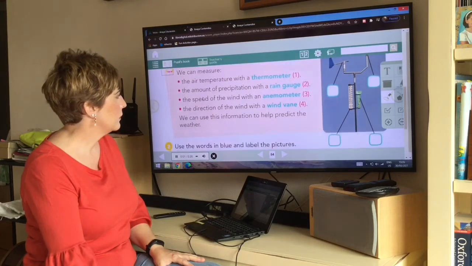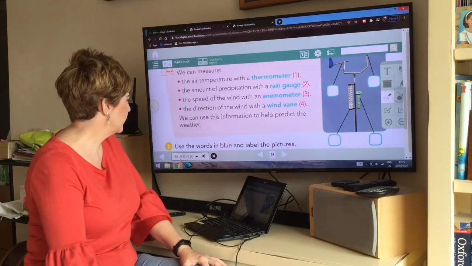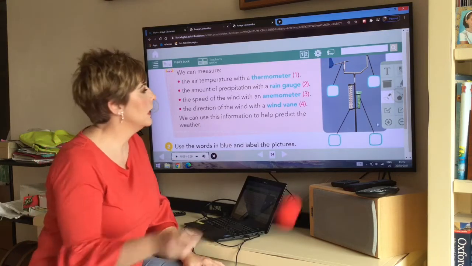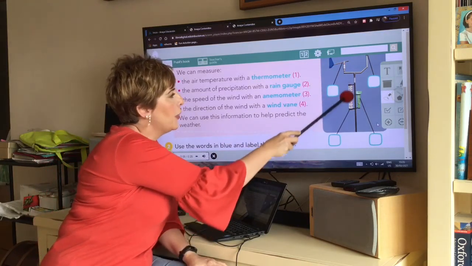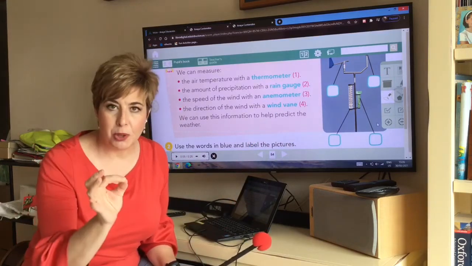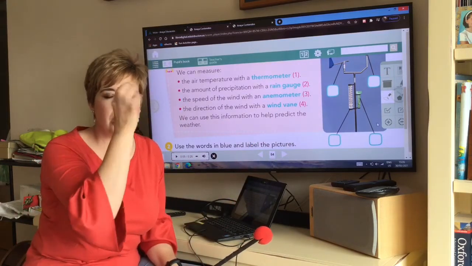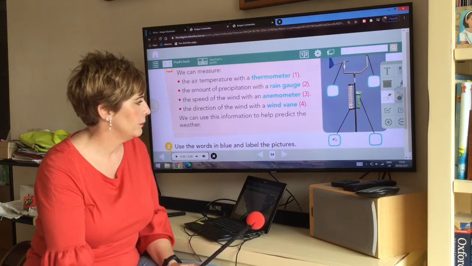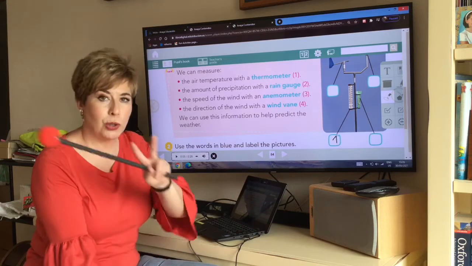We can measure the air temperature with a thermometer. Okay, so the first one is this, the thermometer. It's going to measure temperature, okay? Thermometer measures temperature. You have to remember that. Let's go to the second one.